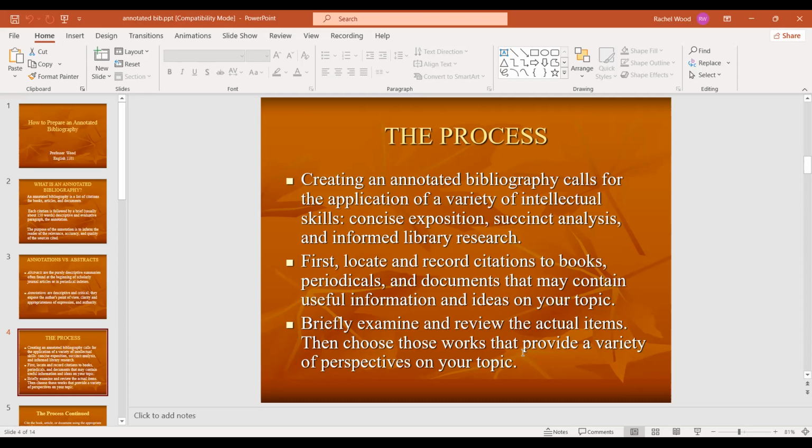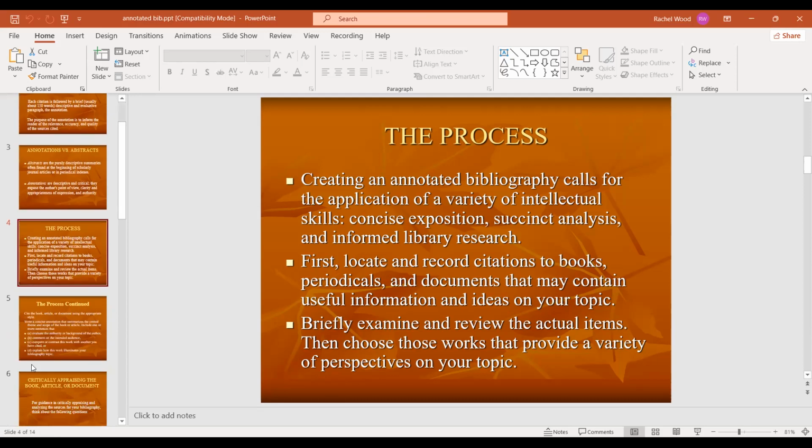And then again, like I said, you are going to have to read your sources. So you want to briefly examine and review the sources and then choose the ones that will work better. So I tell students all the time, if your annotated bibliography calls for 3 sources, which is what yours does, have 5 ready, because not all of your sources are going to work for your research paper. And then you want to look for scholarly articles that provide a variety of perspectives on your topic.